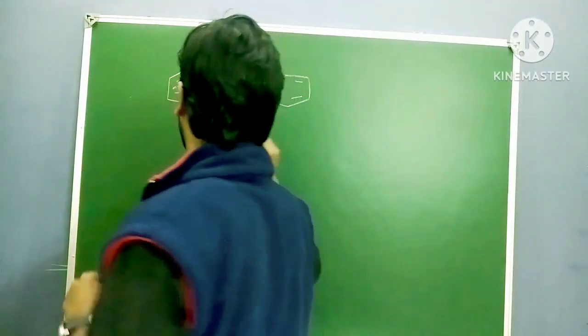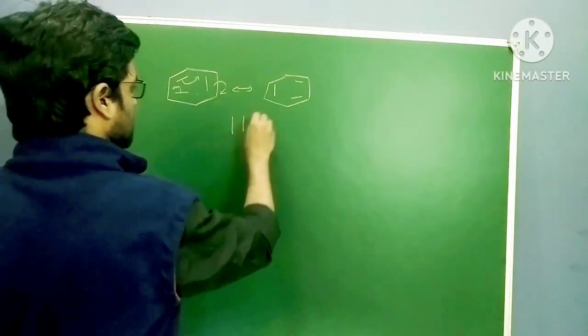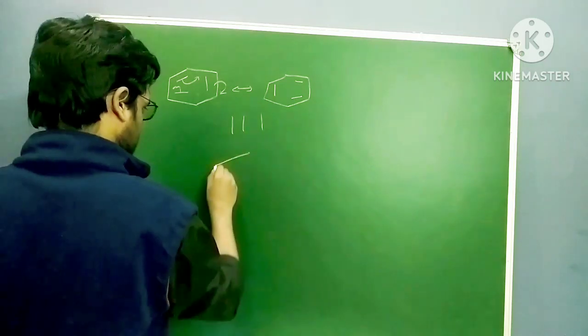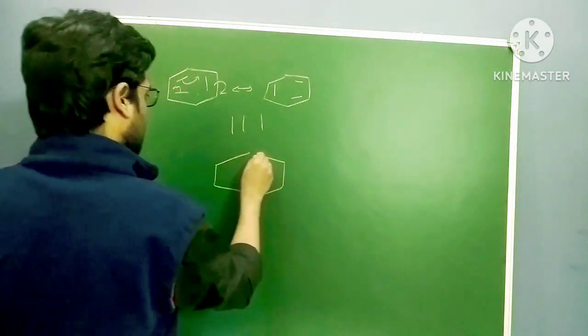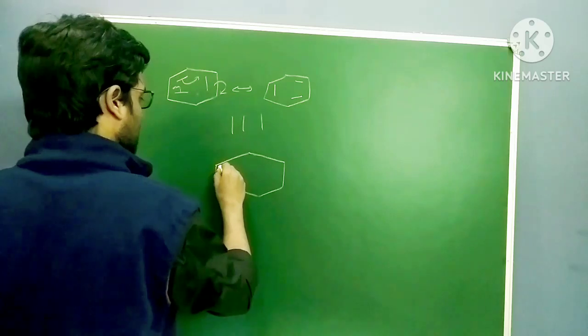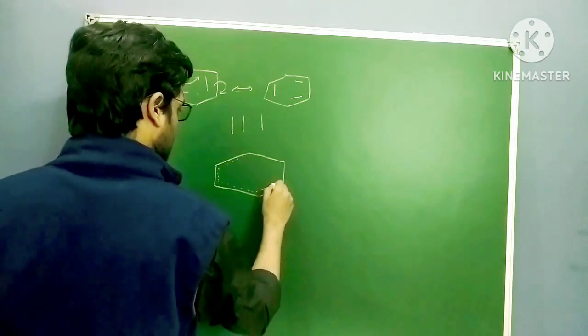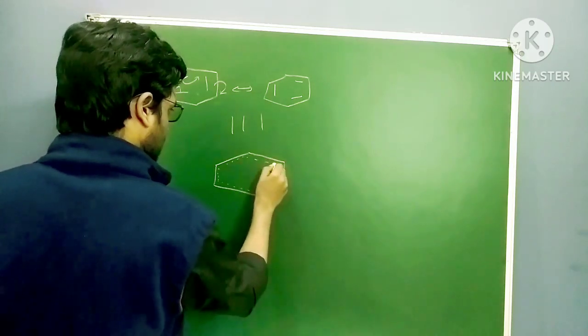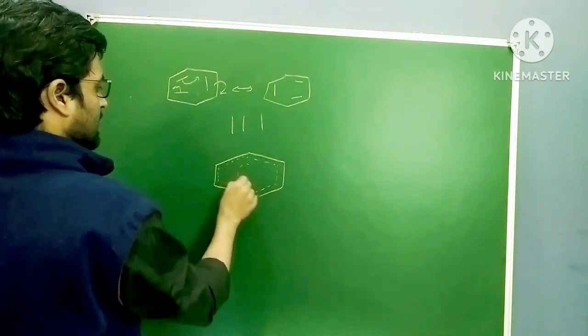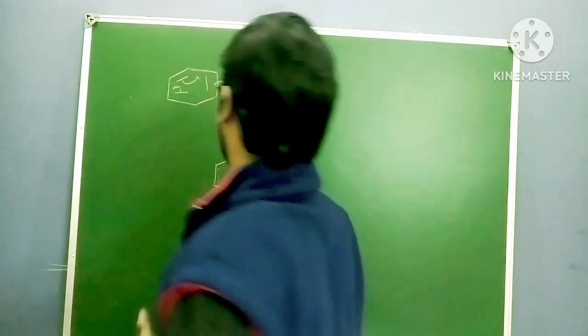Whenever this happens, we can write a hybridized structure like this, through bond breaking and bond making. Everywhere there is a double bond character, so here double bond, double bond, double bond, double bond, double bond. Totally I can write the structure like this.